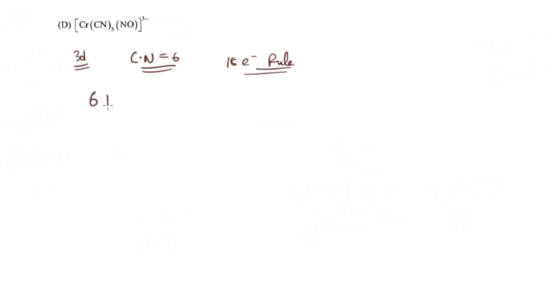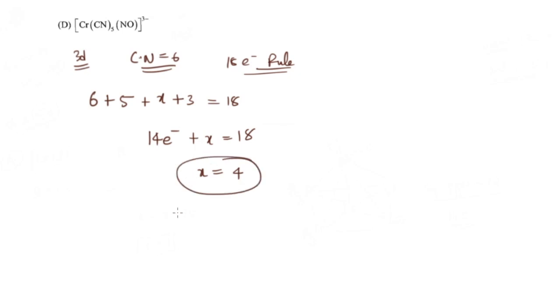6 electrons you are going to get from chromium. Then each cyano group is going to give you 1 electron. So you are going to get 5 electrons from these cyano groups. Now NO we don't know, so let's take it as X, and then minus 3, that means you have to add 3 more over here, and overall it has to be 18, right? So 6 plus 5 is 11, plus 3 is 14. So this is going to be a 14 plus x is going to give you 18. So x is going to give you 4, right?